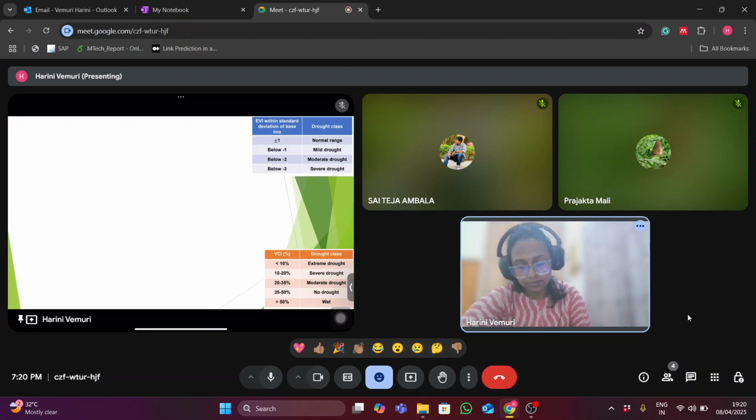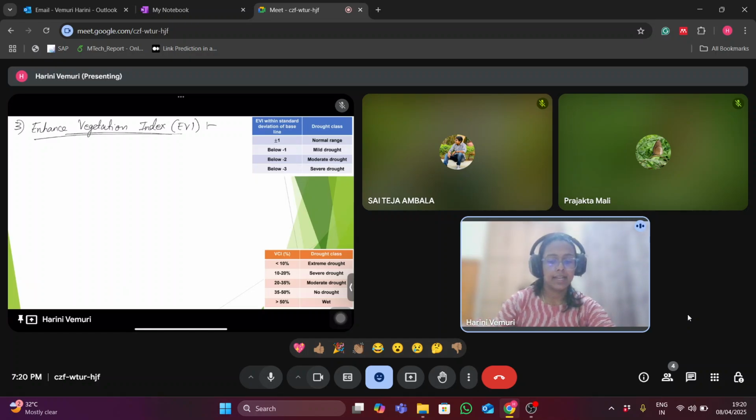So the next one is the enhanced vegetation index, EVI. By reducing these atmospheric impacts and decoupling the canopy background signal, EVI is developed and it is widely used in precision agriculture. That means when we need precise answers in agriculture, then we use this index, and it is used to identify fields that experience drought stress, nutrient deficiency, and or other issues.